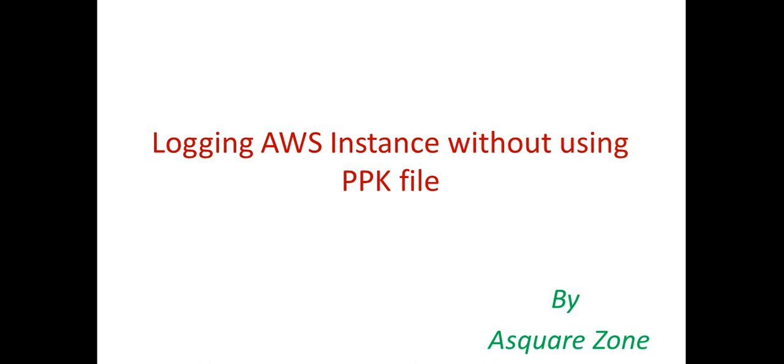Today we are going to discuss logging into an AWS instance without using a PPK file. Here we are using an Ubuntu server to connect. Before going to the session, we'll talk about a few keywords: SSH, PPK, PEM, PuTTY, and Git Bash.